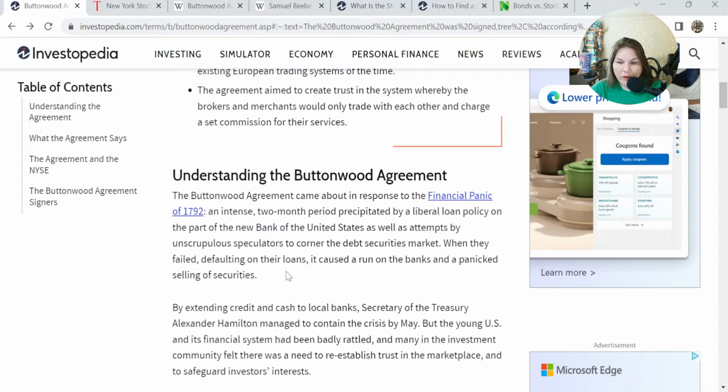So the Buttonwood Agreement came in response to a financial panic. And that financial panic was in 1792, guys. We had another financial panic that we know about called the Great Depression. We had another financial panic that we know about called, 2008? I don't actually know what that one's called. But the crash of 2008, financial panic.